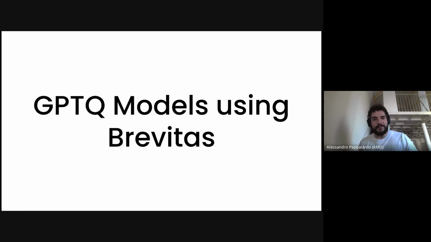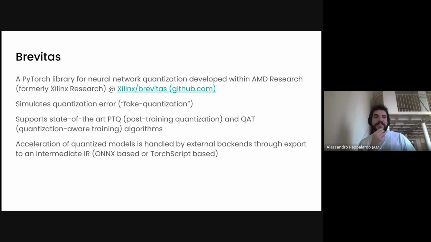I'm going to be talking about some of the work that I've been doing, especially with Anush and these folks on LLM quantization, especially with GPTQ, through this quantization library that I've been working on for the past few years at this point, called Brevitas. So Brevitas is a PyTorch library. It's open source. It's mostly all PyTorch code for neural network quantization. Originally, something I was working on at Xilinx Research, and now at AMD after the acquisition.